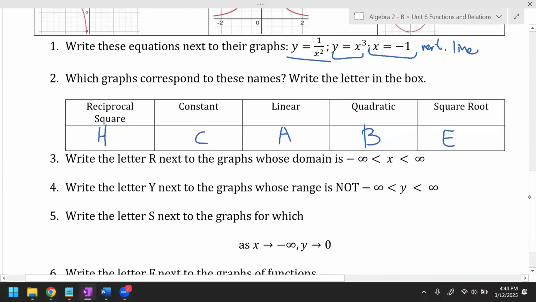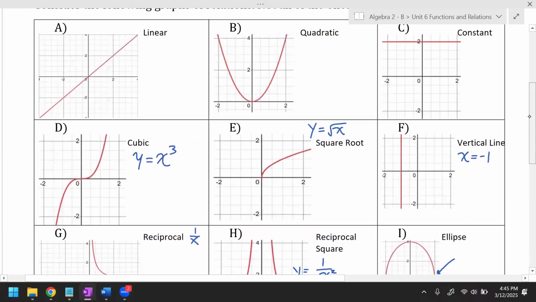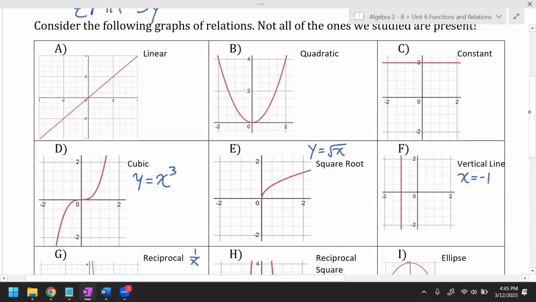The next question asks us which graphs have domain -infinity less than x less than infinity. Another word for this phrase is just everything. This is all real numbers. So which of these graphs have domain everything? Remember that our domain is all of the x values. So assuming that this graph continues on, this is one of our graphs with domain everything, A. B, being y equals x squared, also has domain everything. We'll write an R there.